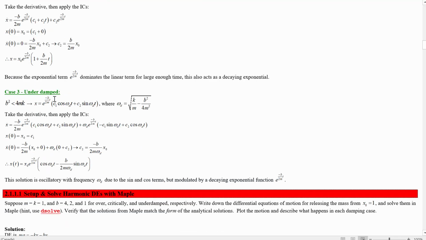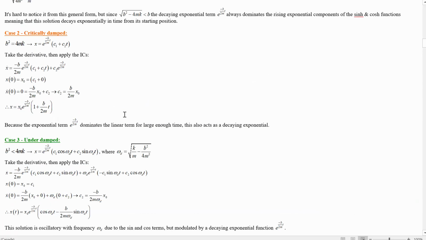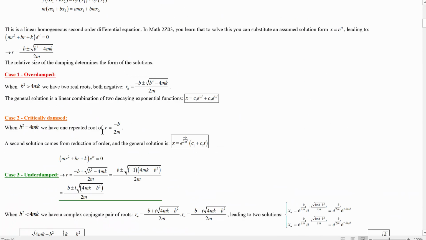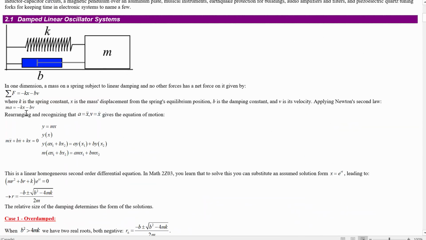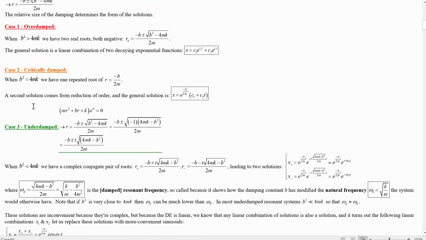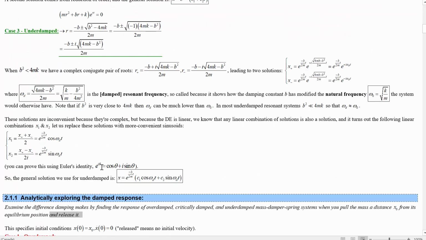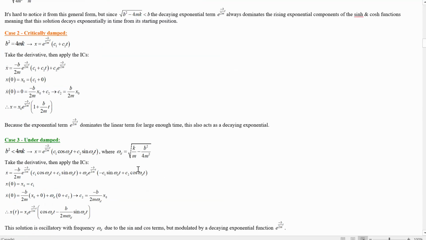Finally, underdamped. This is actually the most interesting one because of these harmonic oscillations, and is the one that's going to be closest to the thing that we had for simple harmonic motion. Nothing in this derivation actually needed b to be non-zero. So the solution we get for underdamped should reduce to the simple harmonic motion one that we're familiar with if b ends up being equal to 0.